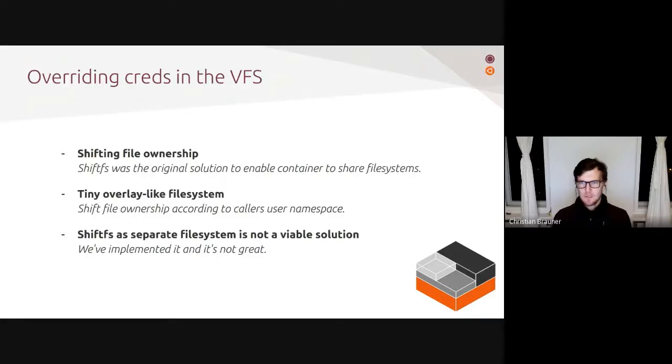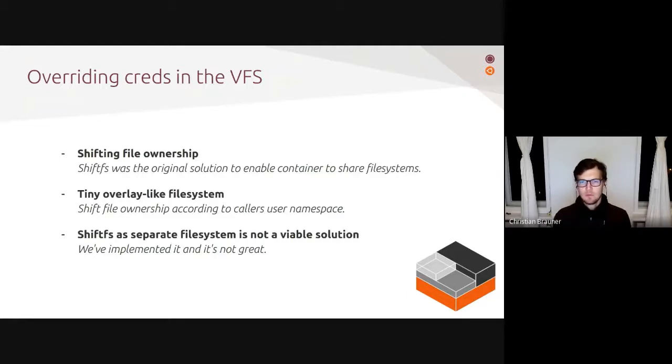One of the first approaches we have seen is not overriding creds in the VFS. This is a mistake of mine, but the idea of ShiftFS was originally to enable containers to share file systems. When you shift file ownership to match the ID mapping in the user namespace of the container, this was done by implementing a tiny overlay-like file system that could be mounted inside unprivileged containers. It would shift file ownership according to the caller's user namespace, so you could, if you wanted to, leave the rootFS of the container completely unmapped.